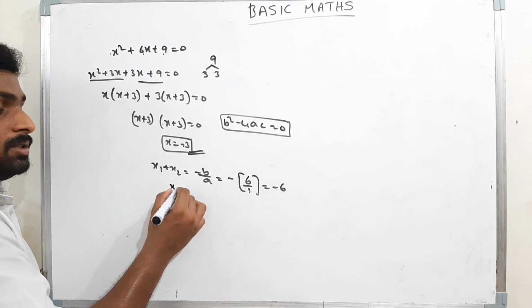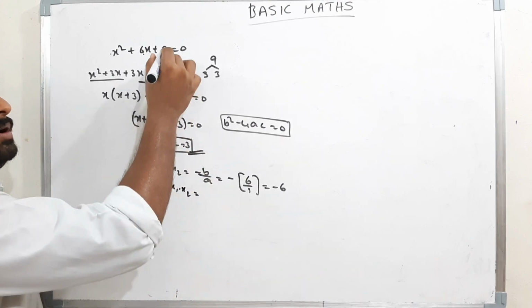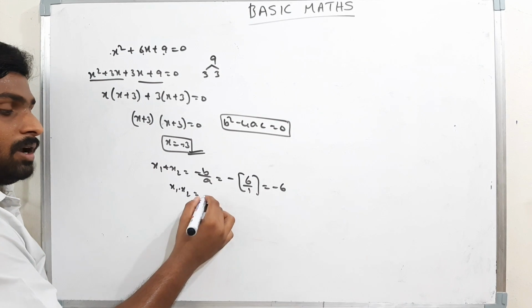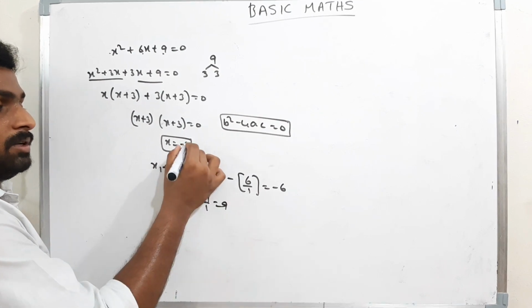Now, what is the product of the roots? x1 into x2 is c by a. c is how much? 9. a is 1. Therefore, c by a is nothing but 9 by 1. That is nothing but 9. That is minus 3 into minus 3 is 9.